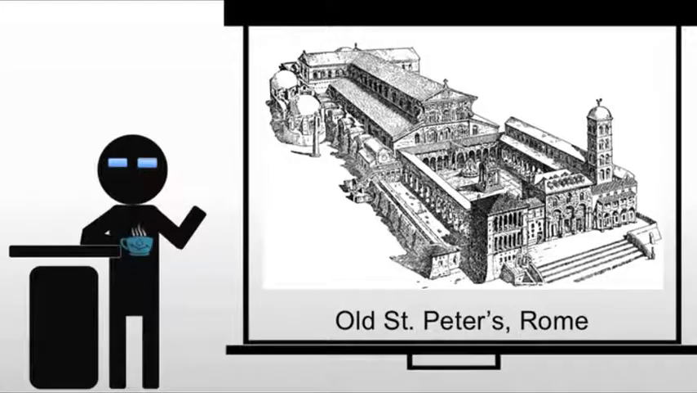So this brings us to the old St. Peter's. The St. Peter's that we see today in Rome is, of course, the second construction of St. Peter's. Under the rule of Constantine, we see the old St. Peter's being built, and we see a recreation of it here.